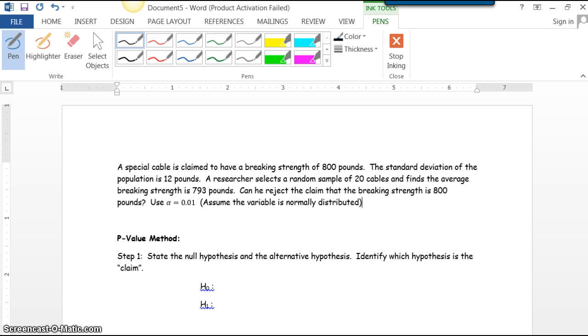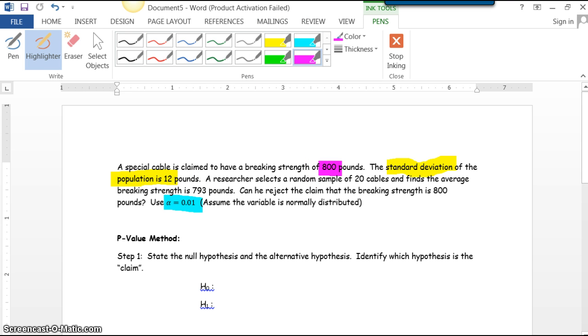We're going to use an alpha of 0.01 and assume that the variable is normally distributed. We know in this problem that the population standard deviation is 12, and so since we know the population standard deviation, we will be using the z-table. And then we also have an alpha. This is the significance level of 0.01. We'll be using that. And we are also looking at what the claim is. And the claim here is that the breaking strength is 800 pounds.